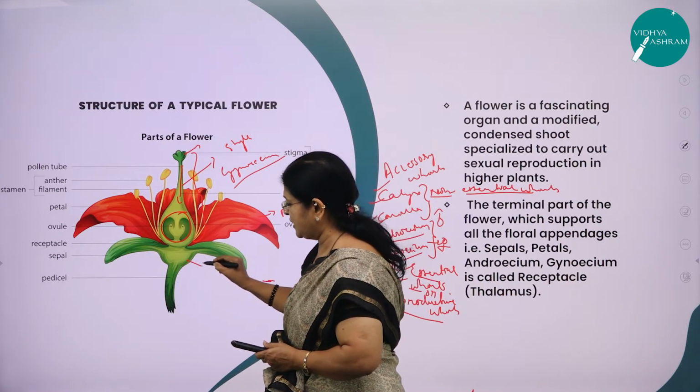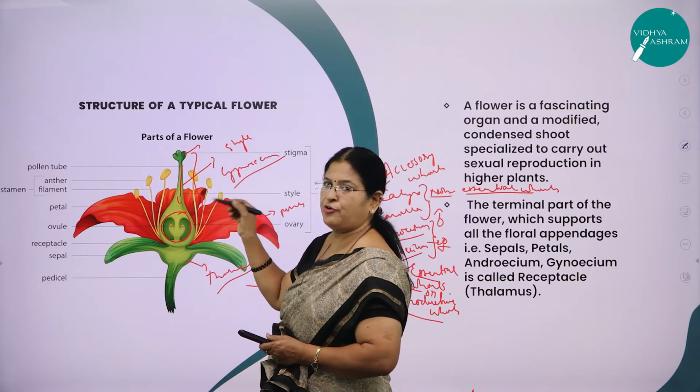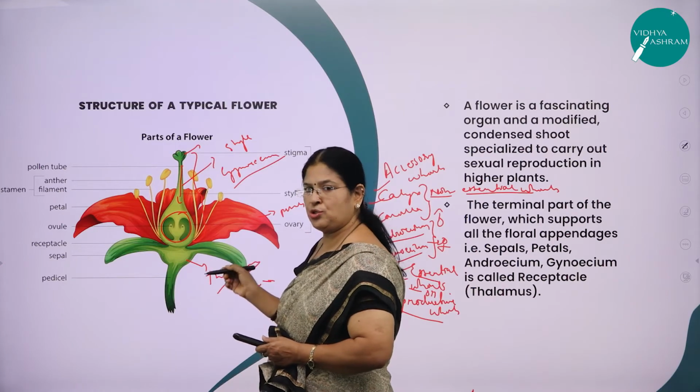So this is the thalamus. As I said, what is the role played by the thalamus? All the four whorls are embedded in this cup-like structure called thalamus or torus or receptacle.